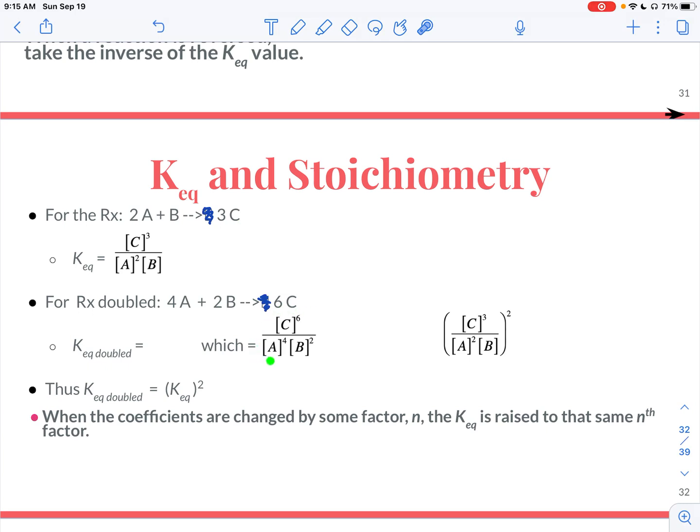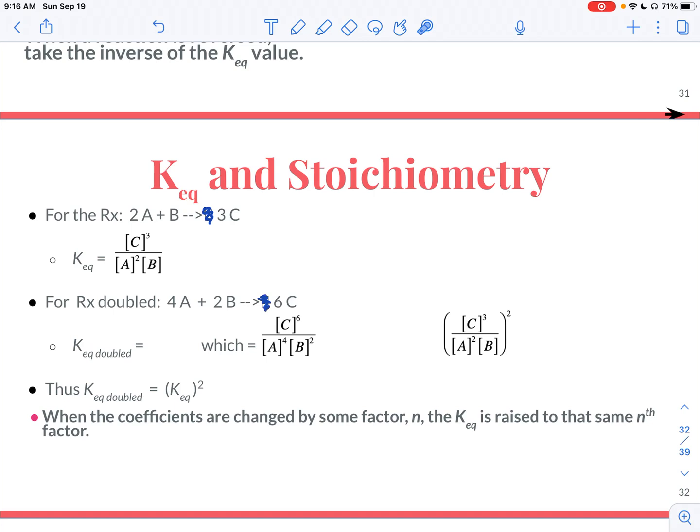Our K value would be this right here, which is the same as this. So you would take your original expression, instead of multiplying it by 2, you're going to raise it to the second power, okay? So whatever you do to a reaction, if we tripled it, we would raise it to the third power. Okay, if we multiplied it by 5, we would raise k to the 5th power. All right, so whenever you double a reaction, you're going to take k to the second power.